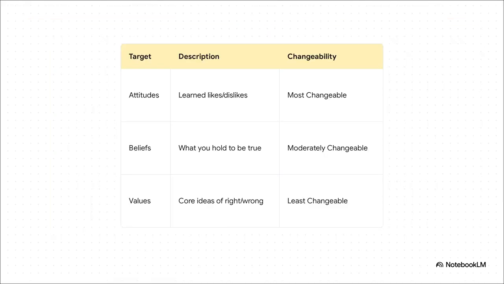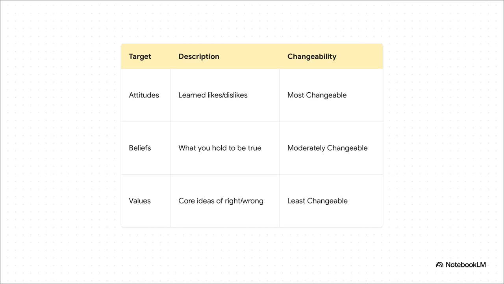Now, to be really good at this, you gotta know what you're aiming for. And honestly, it's kind of like a video game. The easiest level, that's attitudes. These are just people's likes and dislikes. I like this, I don't like that. Pretty easy to nudge. Then you level up to beliefs. This is what someone holds to be true or false. A little tougher.